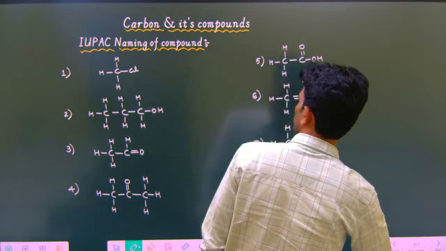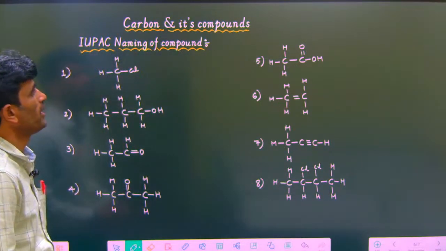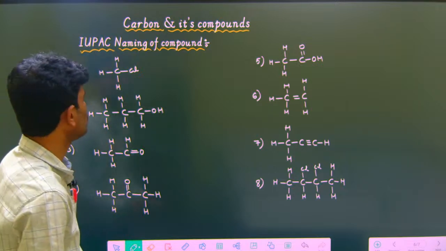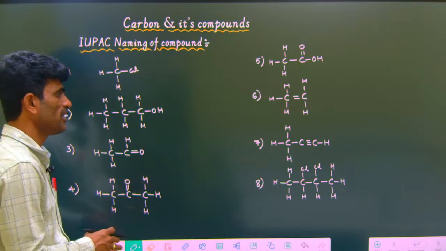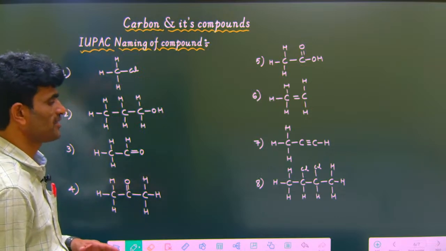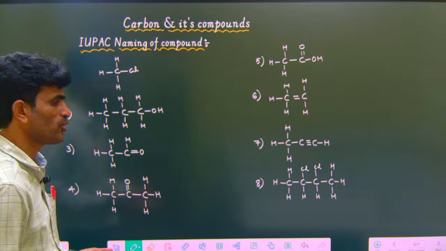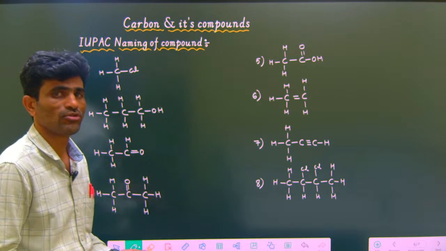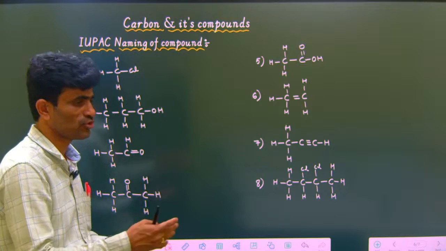Here it is IUPAC naming. How to name the compound based on its structure. Here it is also very important. Sometimes the name will be given, you have to draw the structure. Sometimes the structure will be given, you have to write the name. Here what you need to know is functional groups. Based on the functional group, what suffix or prefix should be added.